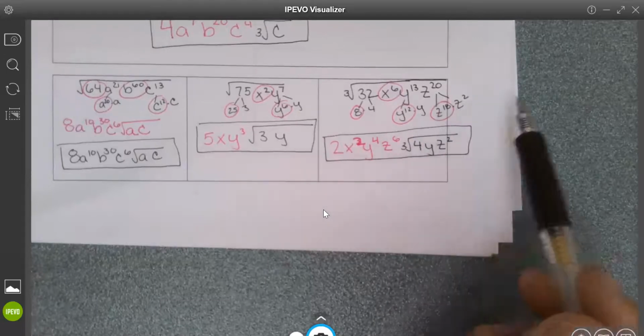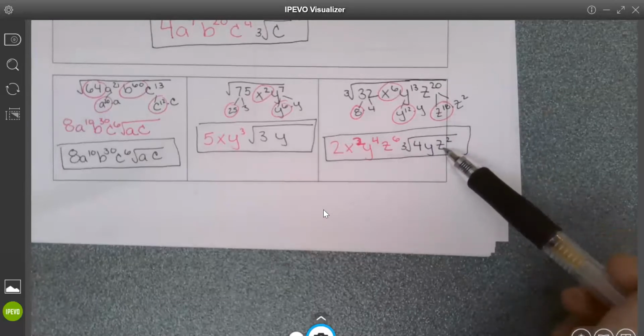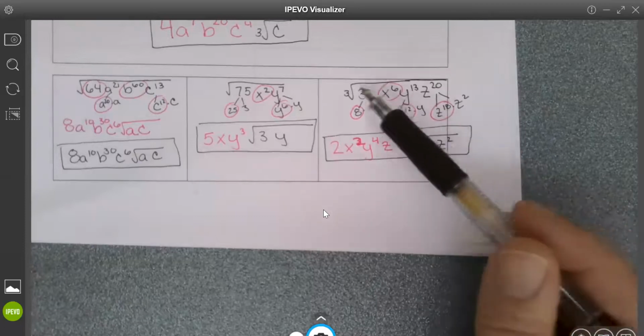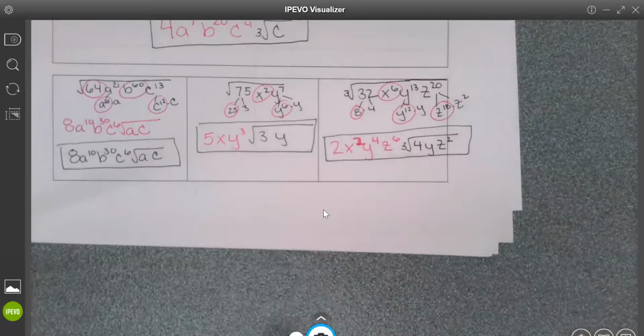And this z to the 20th, I need to go z to the 18th, and z squared is what would be left behind because 18 is the most I can evenly divide by 3. And there's my final answer there. And you'll get more practice with this in our next practice set of homework as well.